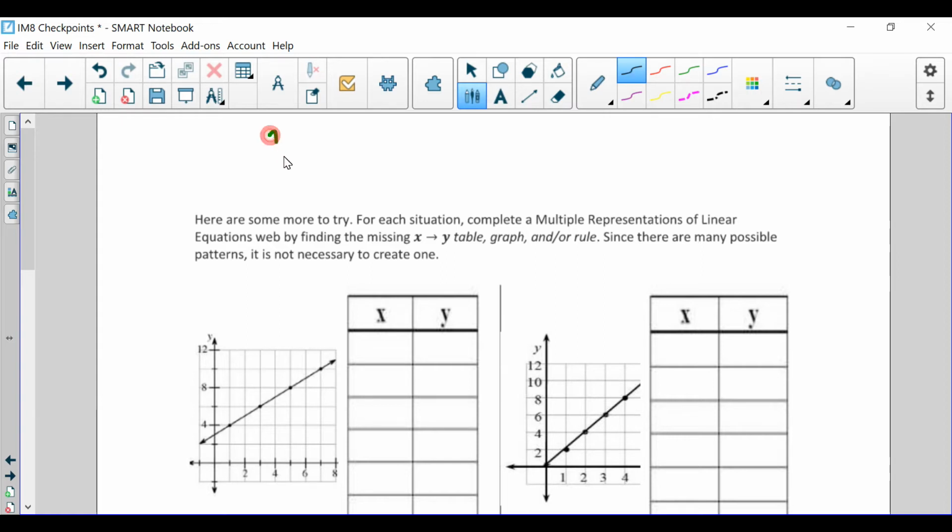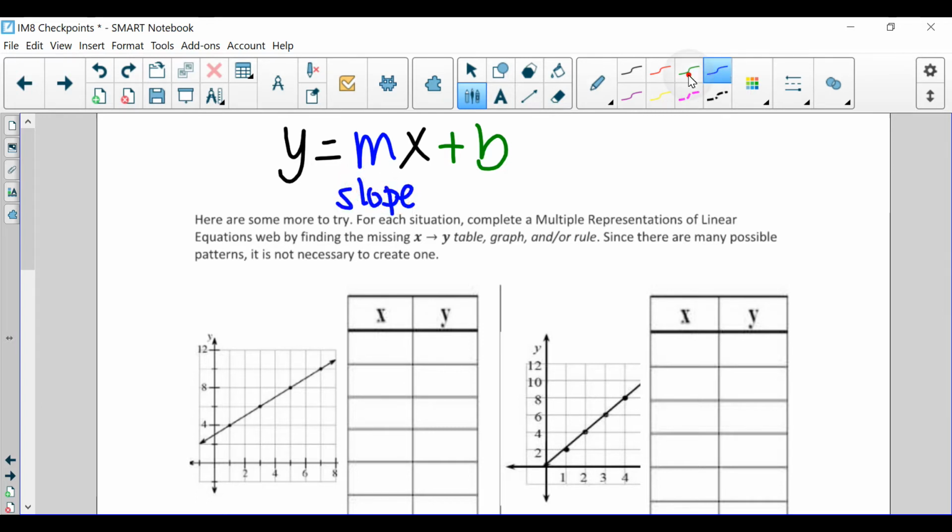And lines all have this equation, where I'm going to write it for you guys: y is equal to mx plus b, where m represents the slope, also known as the growth, and b represents the y-intercept.